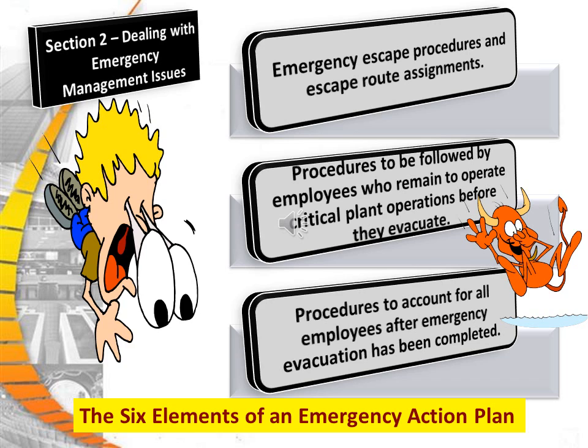Emergency escape procedures and escape route assignments. Procedures to be followed by employees who remain to operate critical plant operations before they evacuate. Procedures to account for all employees after the emergency evacuation has been completed. Those are part of the 6 elements of an emergency action plan.